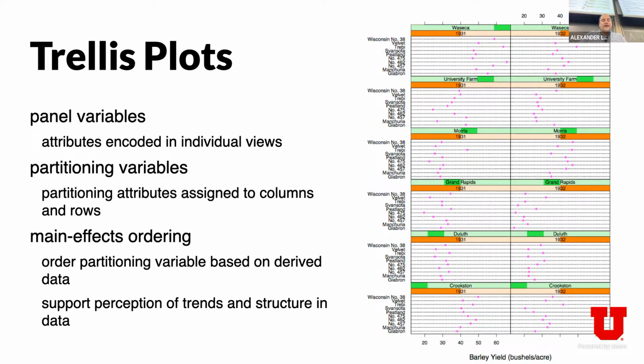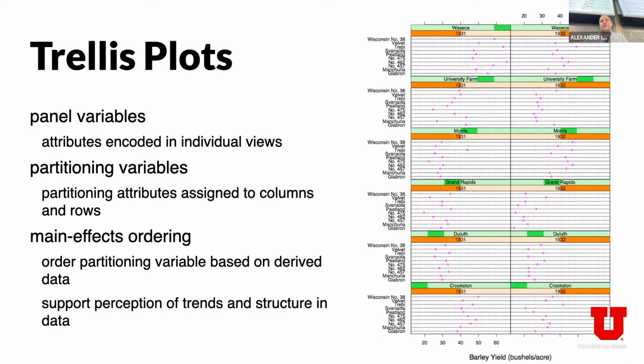So the panels are attributes encoded in individual views, and the partitioning attributes are assigned to columns and rows. So here we're partitioning by year. This is barley yields, which is another famous machine learning data set, barley yields in 1931 and 1932 on certain farms, and with certain seeds. Essentially for each of these strain types, you see the yield in these little dot plots.